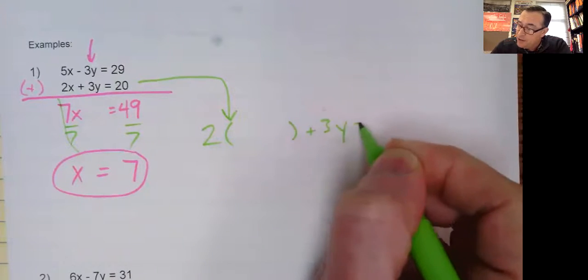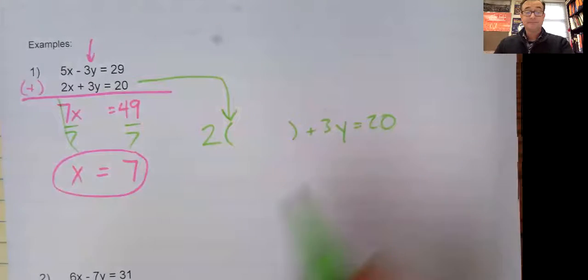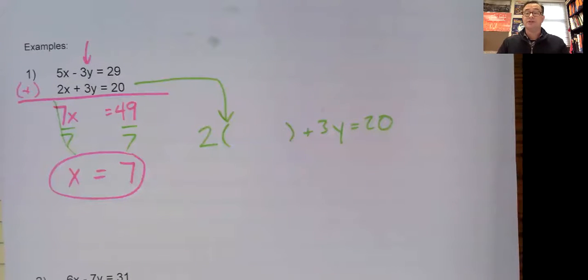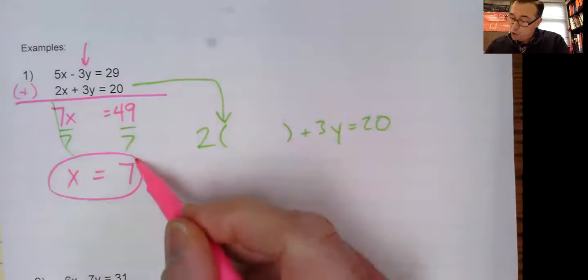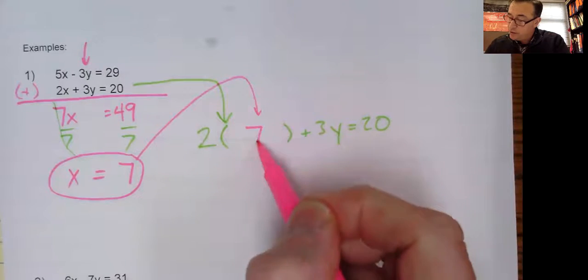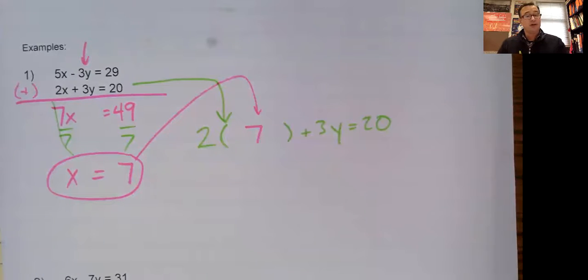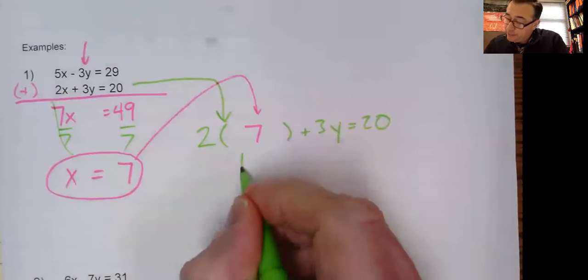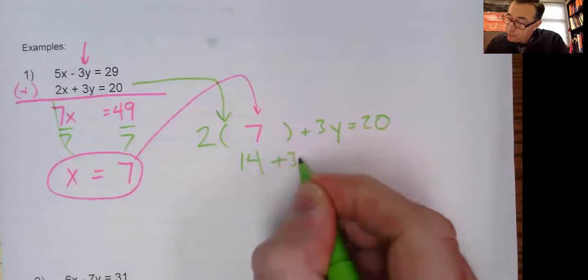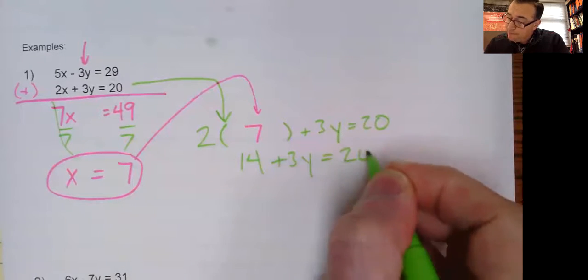Everything else is here. So that when I'm done, it's just like what we did when we did the substitution problems before. You substitute this value in, it's right there. Now we're just doing some math. 2 times 7 is 14. 14 plus 3y is equal to 20.